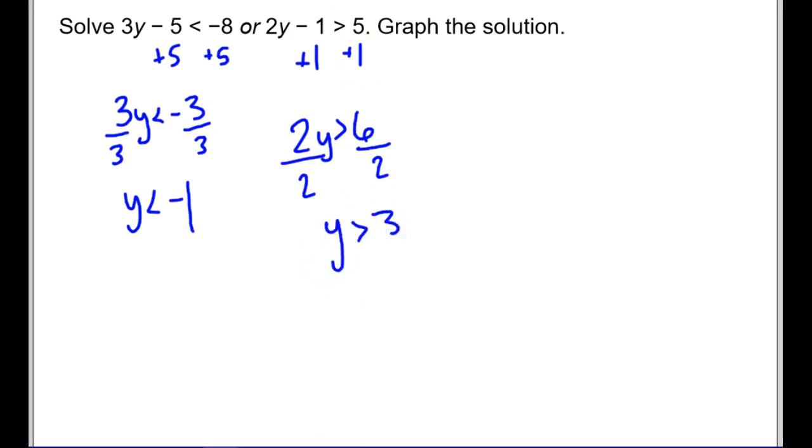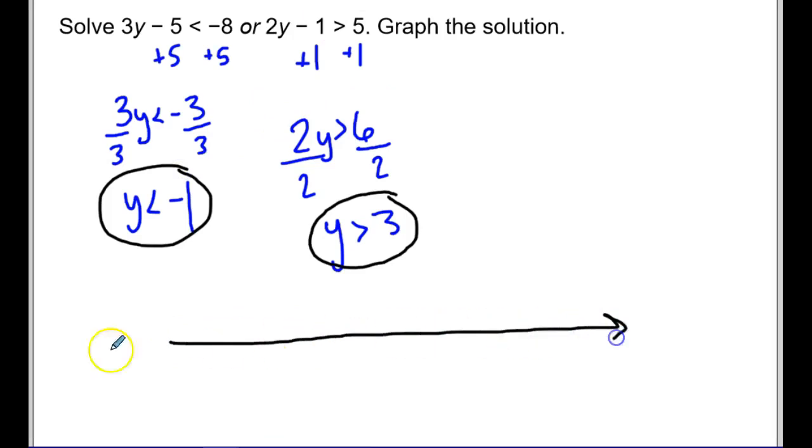So here are my two statements that I'm going to be graphing, right? So this is my "or". So y < -1 or y > 3. So let's look at this on our number line because we always want to graph it using our number line. So there's 0 and 5.